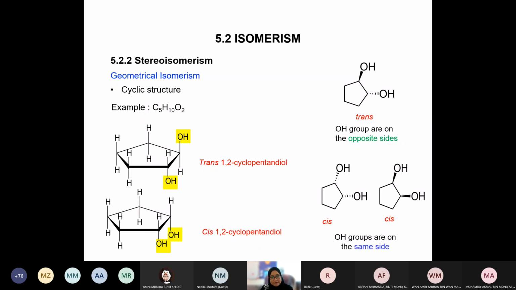Okay, lastly, we have cyclic. Cyclic, like I've said to you just now, okay? You must make sure the two conditions are obeyed first. Okay, so trans means located on the opposite side. So this is located on the opposite side. Okay, therefore it is called trans. Even though the others are all the same, that doesn't matter. Because cyclic's condition is indeed like that.